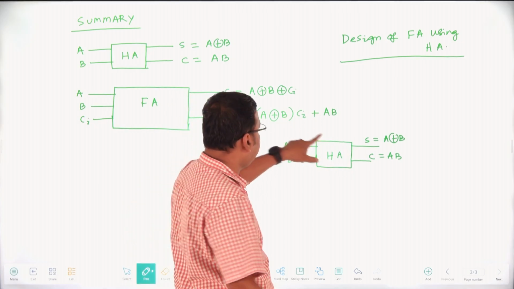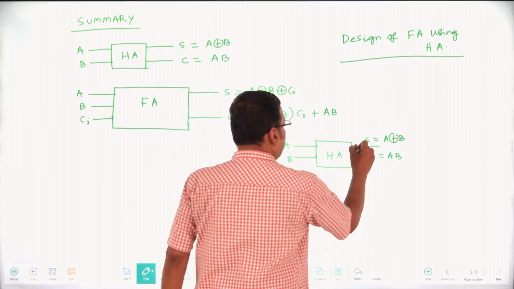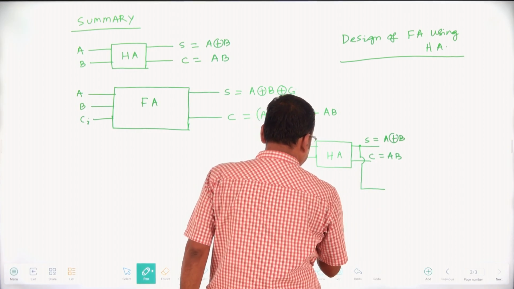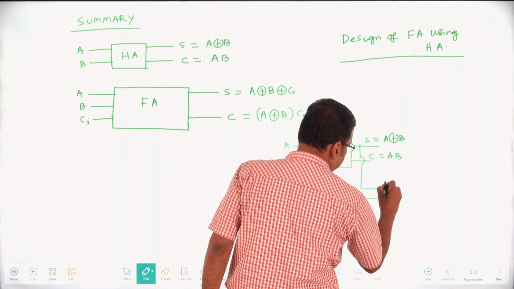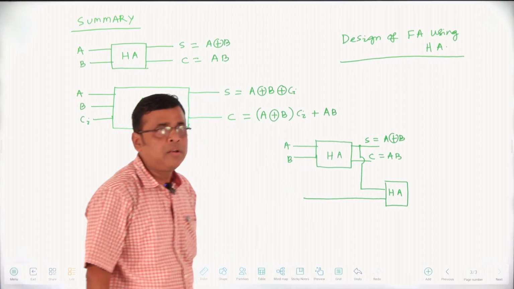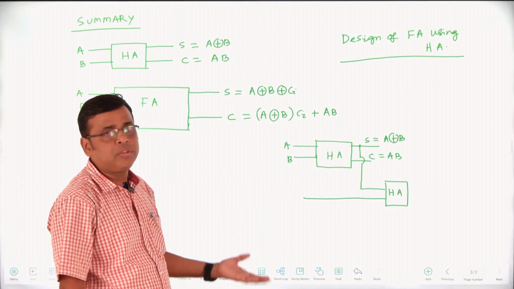Where is your A XOR B? Already A XOR B is there. So take it as one of the inputs, then we require another half adder. We don't have any full adder. We have only half adders. So how to design the full adder?